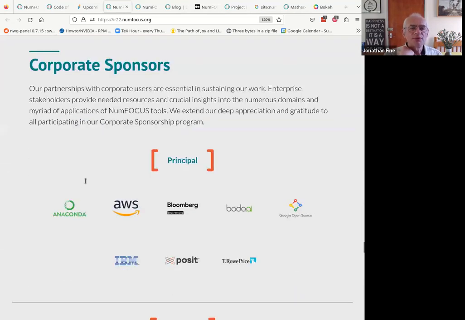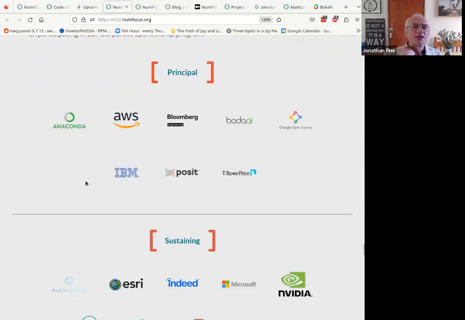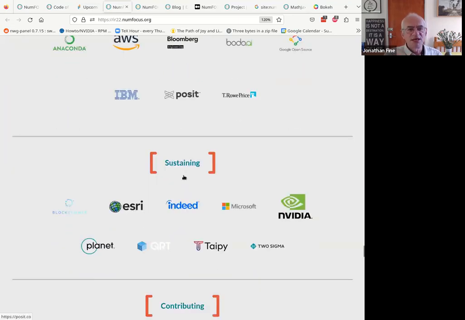And then we've got the corporate sponsors. We've got the usual people. Google Open Source, Anaconda are very big in providing a platform for Python data science. Amazon Web Services provide the computers. Bloomberg provide customers. I don't know who Bo.ai is, but it must be AI. IBM is IBM. T. Rowe Price, I don't know who they are. I don't know who POSIT is, I'm afraid.